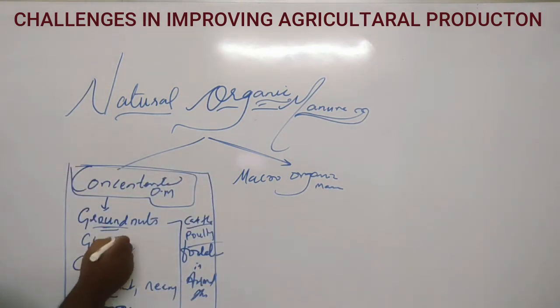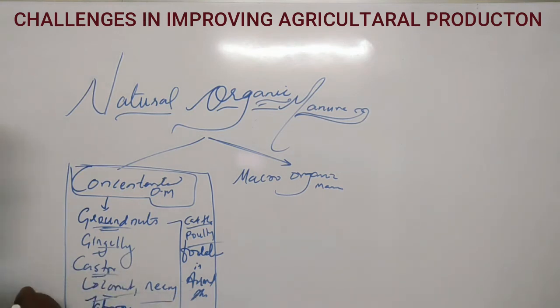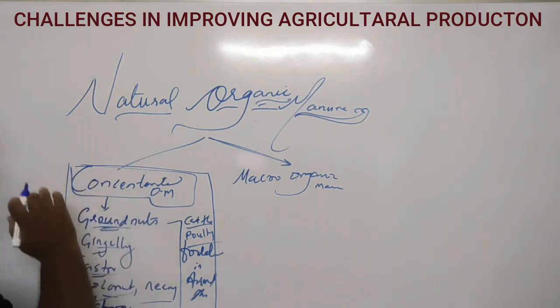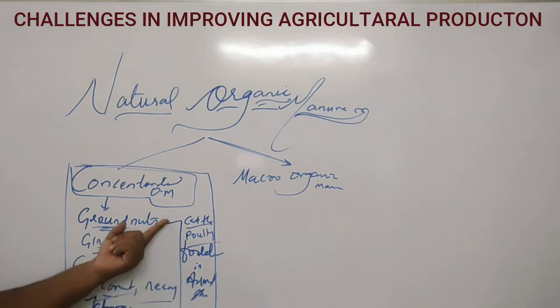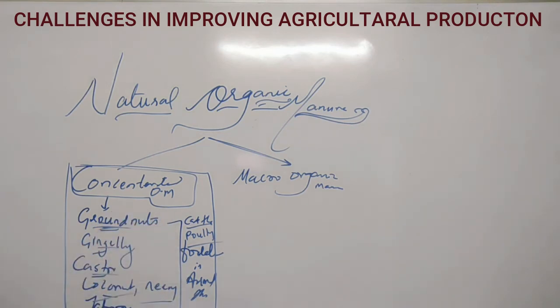So what is the manure you get from groundnut, gingerly, castor, coconut, neem and jatropha plants? They will be called the concentrated organic manure. Okay, they can be used as fodder in animal rearing, for the poultry and also for the animals.